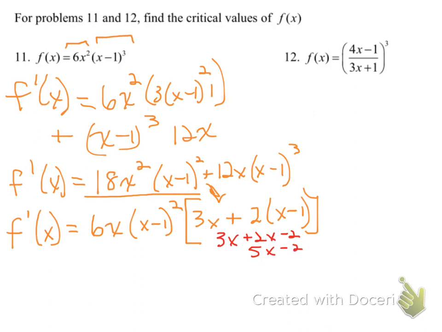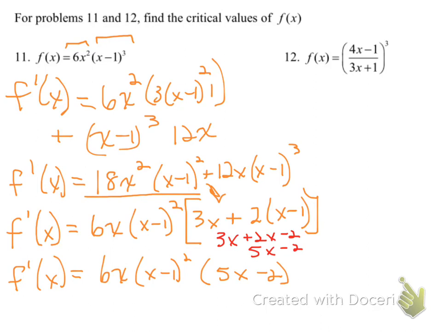So how are we going to pull all this together? Let's go one more step. I'm going to get the other color back. So I have for my derivative f prime of x equals 6x times x minus 1 squared times 5x minus 2.